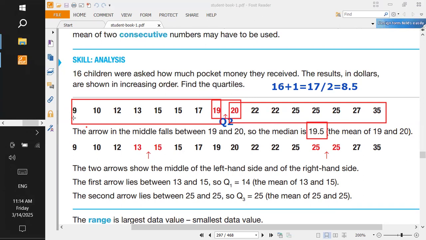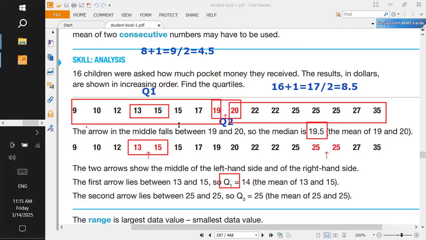So here, let's take a look: 1, 2, 3, 4, 5, 6, 7, 8. To find the median of eight numbers, you add one, which is 9, and then divide by 2. This gives you 4.5, which means the median will be between the fourth and the fifth number. You add them together and divide by 2, and it will give you 14. So that's the Q1, which is 14 here.